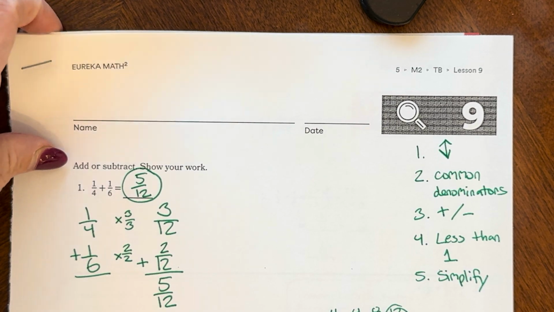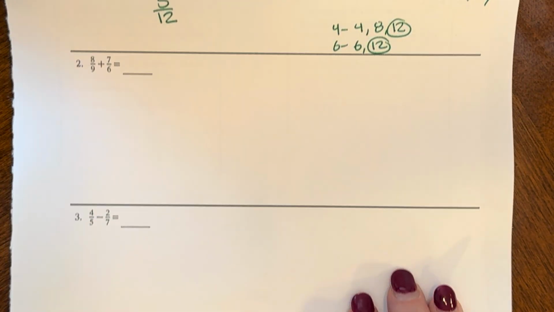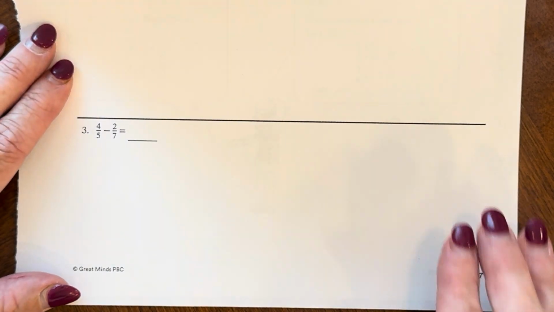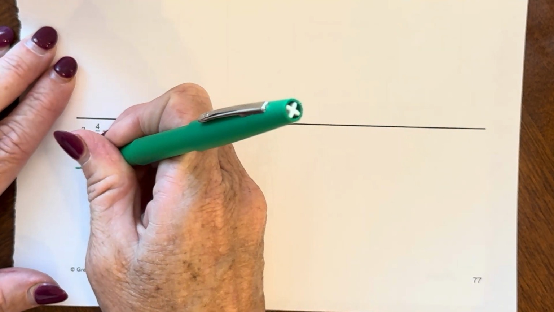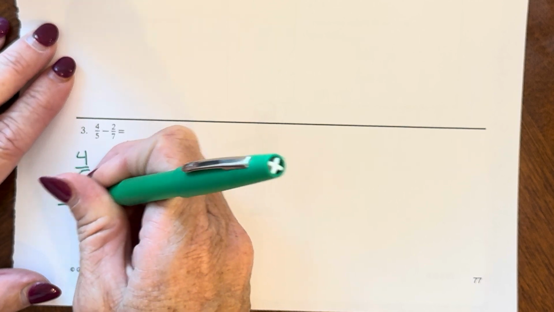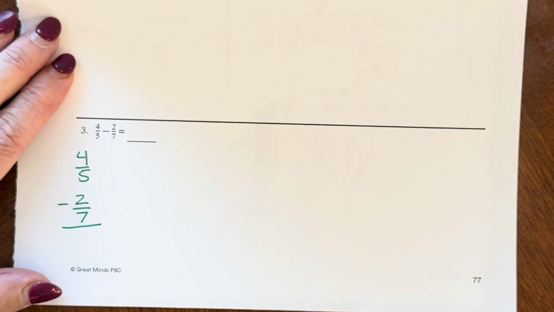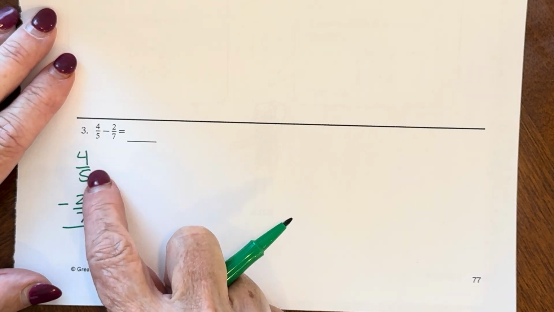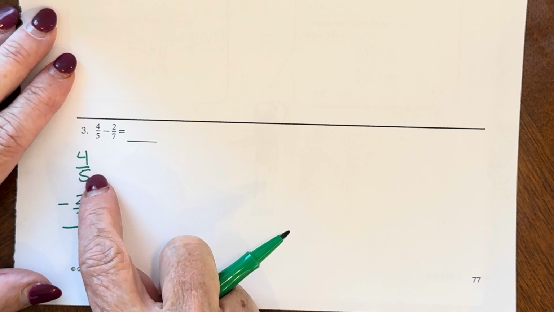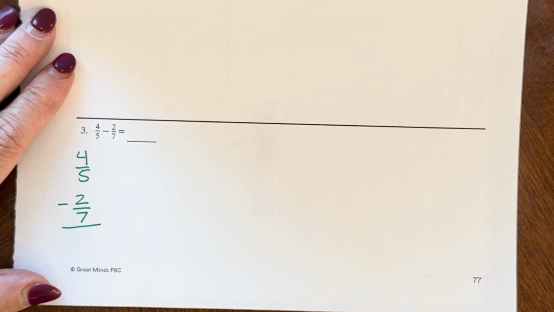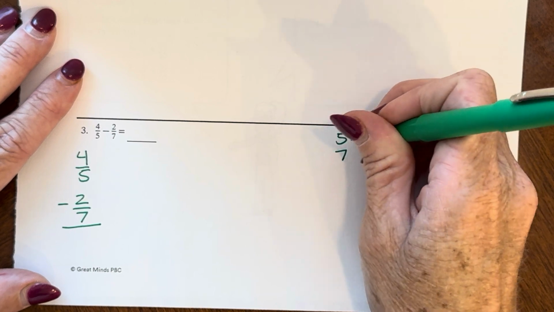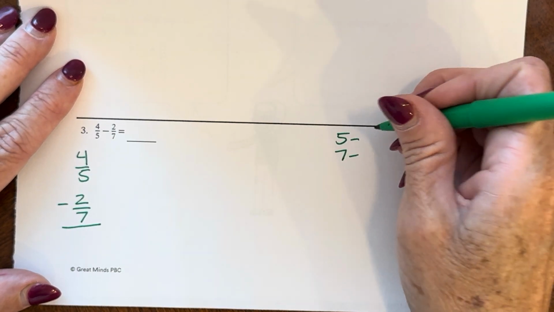Okay, we are going to skip number 2 and go to number 3. Okay, so we have 4/5 take away 2/7. Okay, so I set it up vertically. I see the denominators are different, and the small one does not fit perfectly into the big one. So I'm going to think about what is going to be my least common multiple or least common denominator.